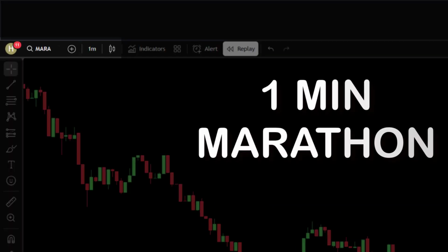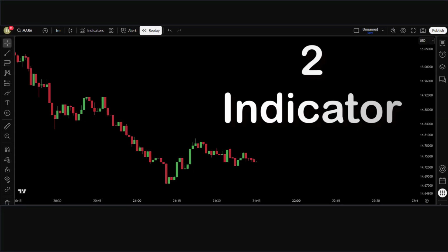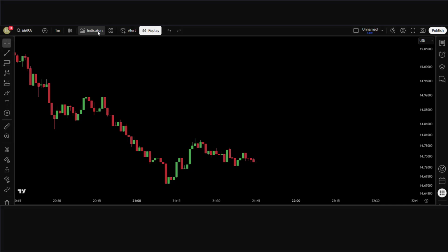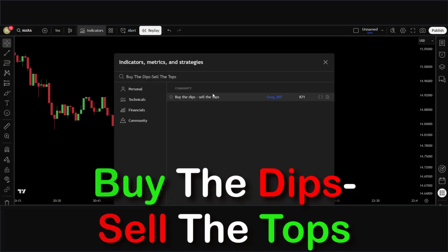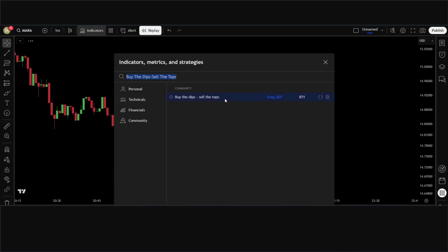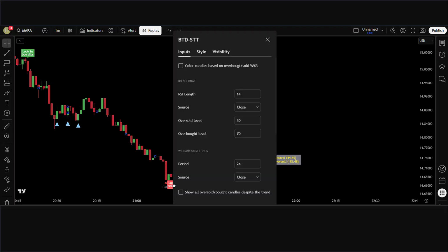We are going to test this strategy on the 1-minute timeframe on the Marathon chart. In this setup we require two indicators. The first indicator is named buy the dip, sell the tops. Keep the indicator settings as I have shown here.